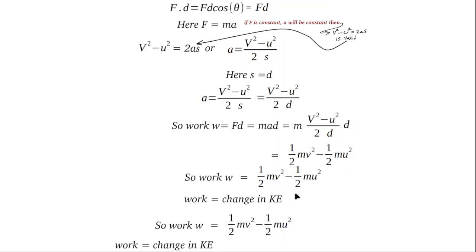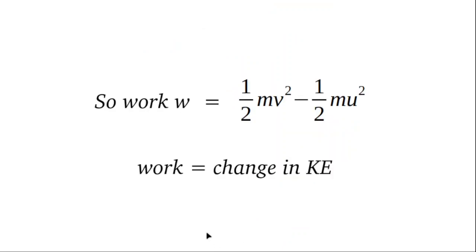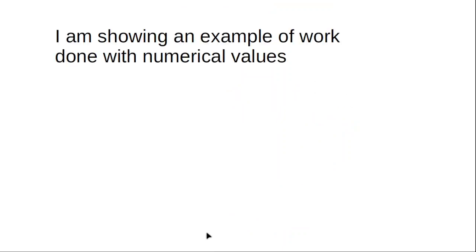That is what we derived, and this quantity half m v square is final kinetic energy, half m u square is initial kinetic energy. So half m v square minus half m u square is equal to final kinetic energy minus initial kinetic energy, that is equal to change in kinetic energy. So in this way finally we confirmed that work is equal to change in kinetic energy. That is what is displayed here also: work is equal to half m v square minus half m u square, or work is equal to change in kinetic energy.